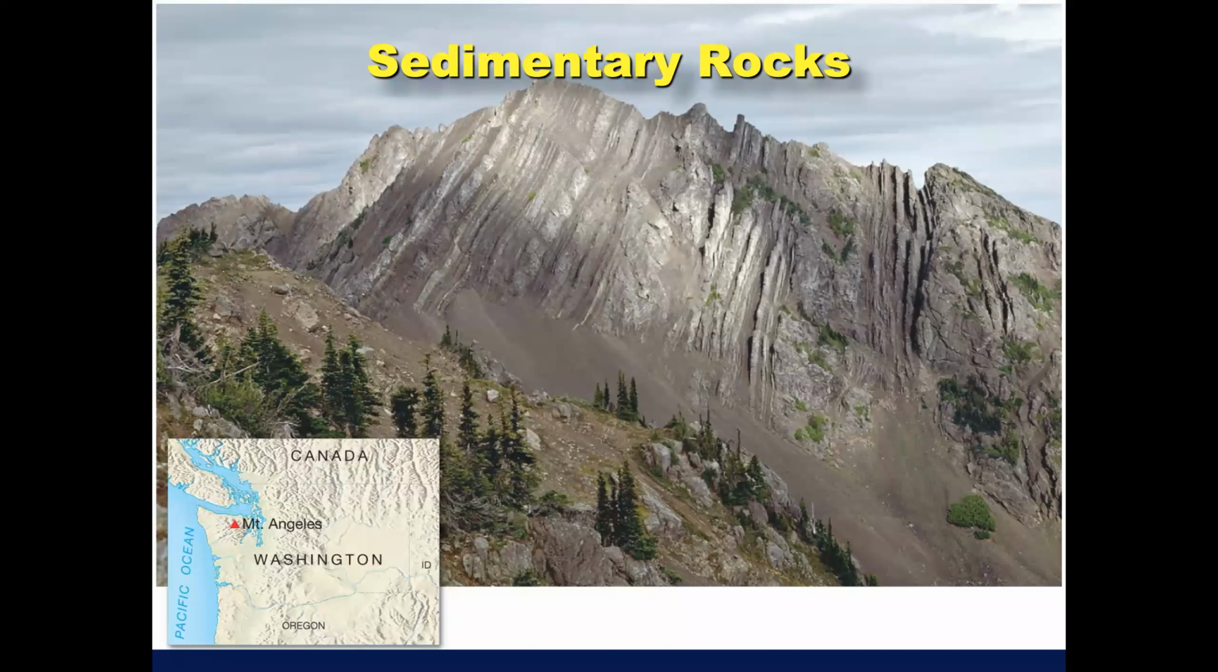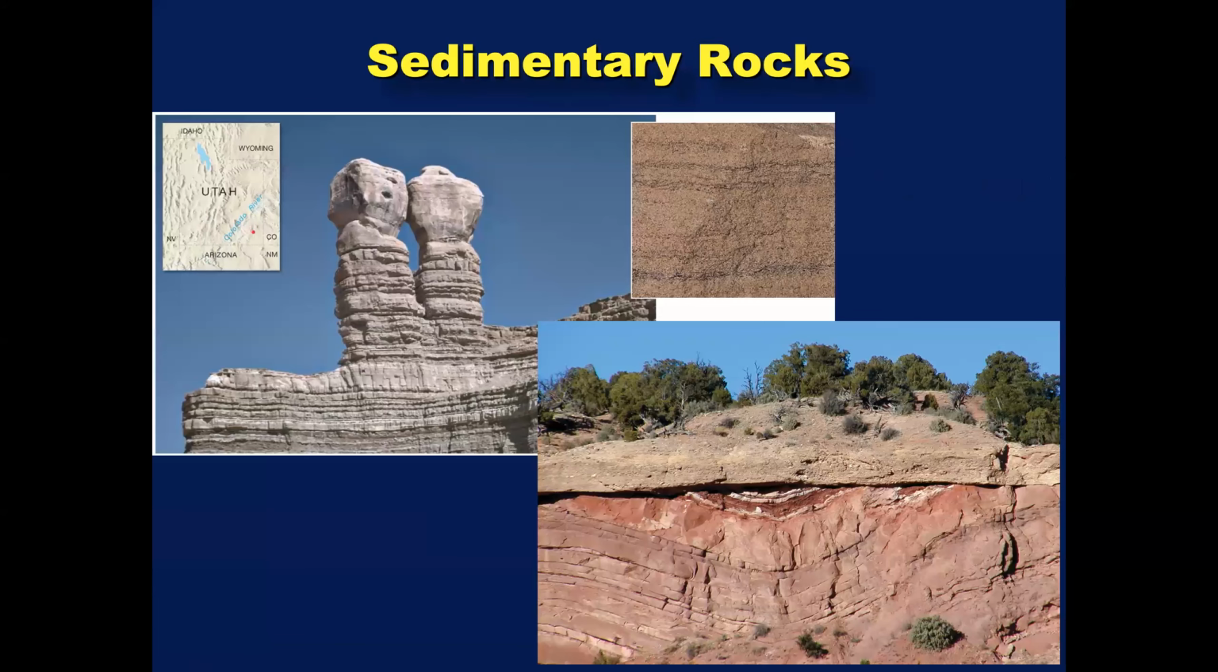Here's an example of sedimentary rock that has been tilted by forces applied onto that. There you see the different layers. And so these are obviously the harder material, which over time has been eroded away.